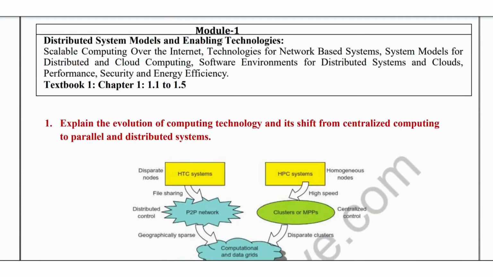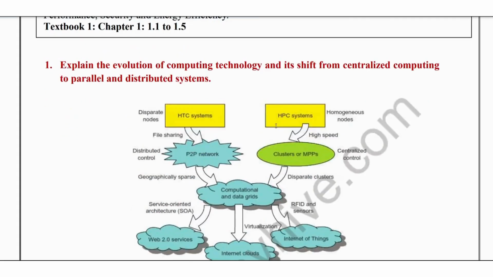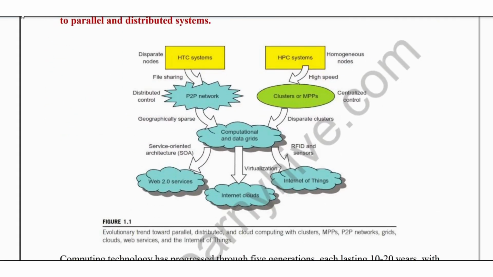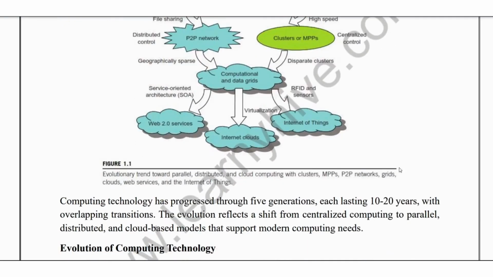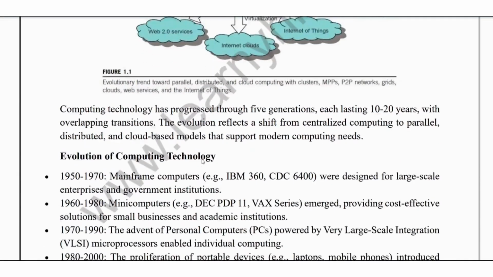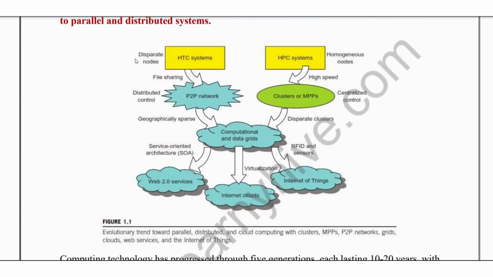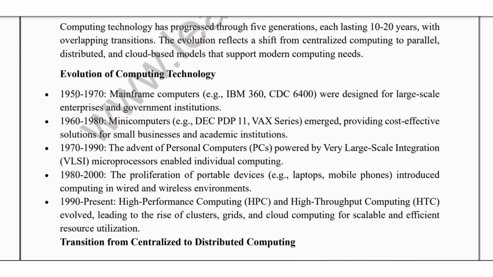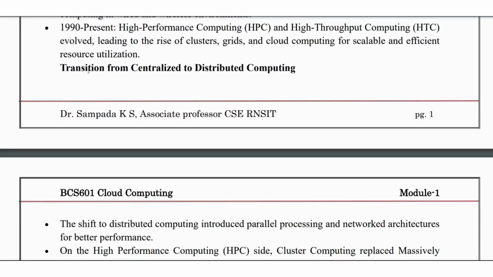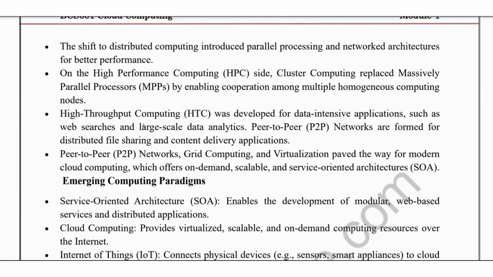Starting with the first question of Module 1, explain the evolution of computing technology and its shift from centralized computing to parallel and distributed systems. So firstly, the diagrammatic questions are really important and the diagrams carry a lot of marks. So first you draw the diagram along with all its labeling and explain the evolution of computing technology in a chronological order. And then you start explaining the second part of the question, which is transition from centralized to distributed computing.